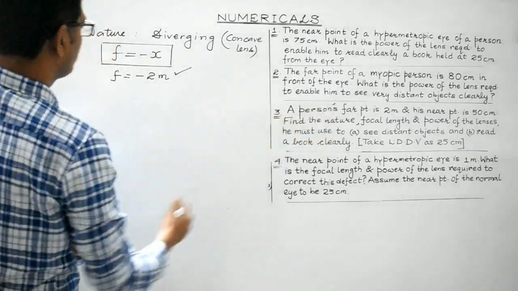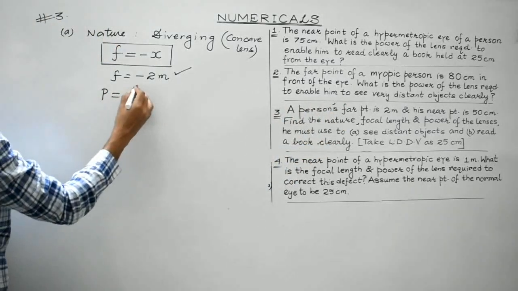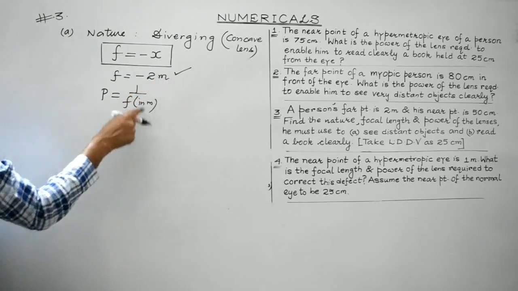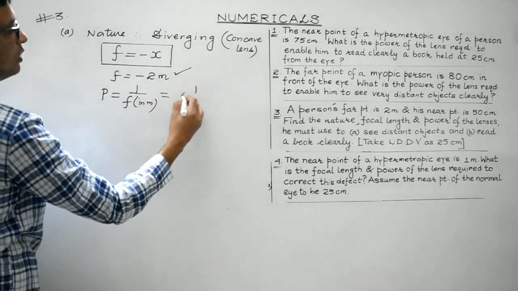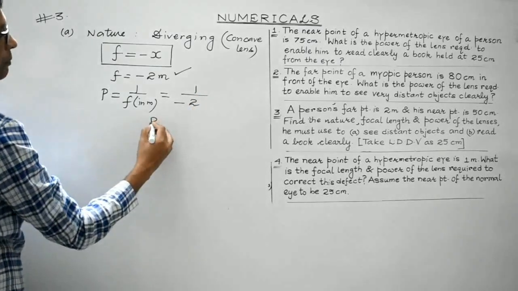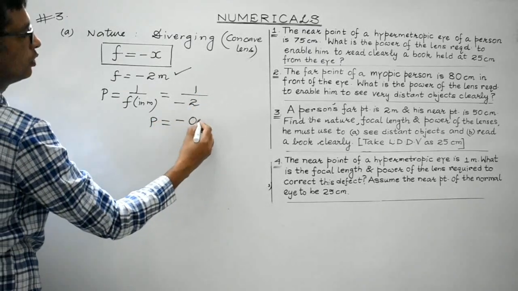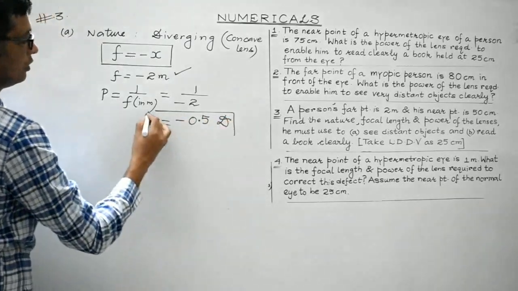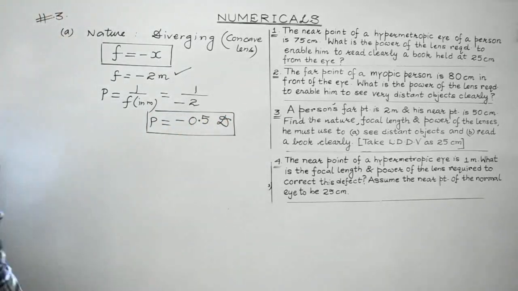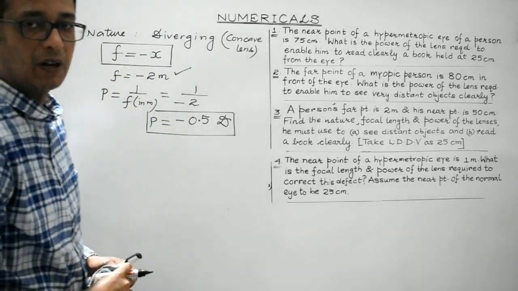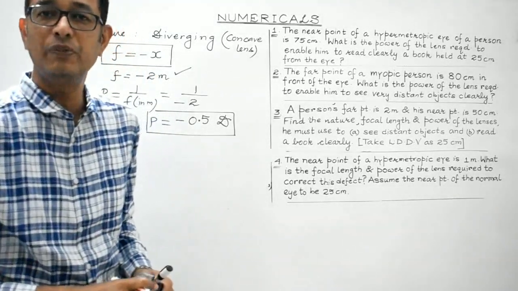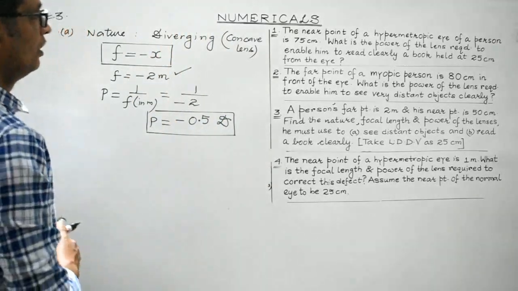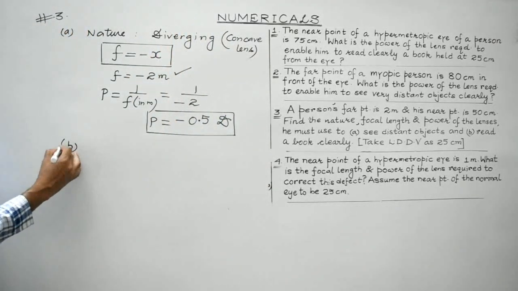Right? Now what about its power? Power is reciprocal of focal length in meters. It's already in meters, so no need to change it. So it will be equal to 1 over minus 2. So power would be equal to minus 0.5 diopter. So this is the answer of the first part. Negative sign of the focal length and power suggests that the nature of the lens must be diverging. So that we have already discussed earlier, right? So now let's try to attempt the second part.